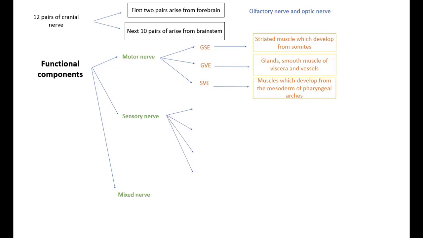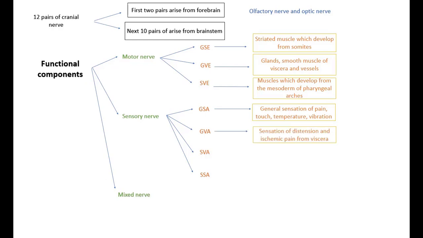And we have four types of sensory component: general somatic afferent, general visceral afferent, special visceral afferent, and special somatic afferent. General somatic afferent is responsible for general sensation of pain, touch, temperature, vibration, and general visceral afferent is responsible for sensation of distension and ischemic pain from viscera. And also we have a special visceral afferent that is responsible for sensation of taste, and special somatic afferent for sensation of smell, hearing, balance and vision.